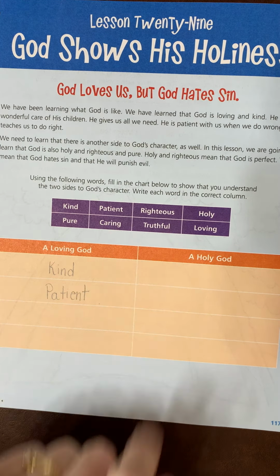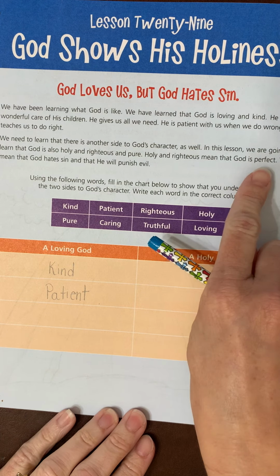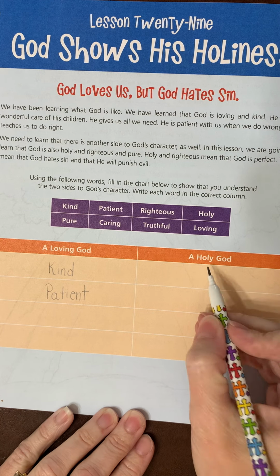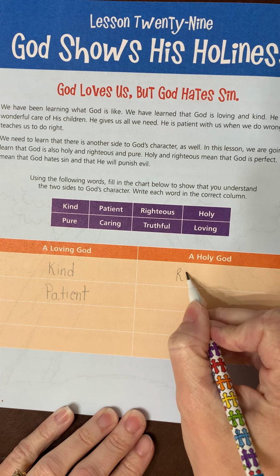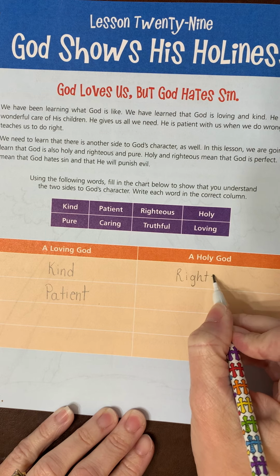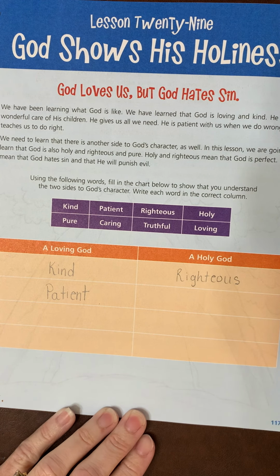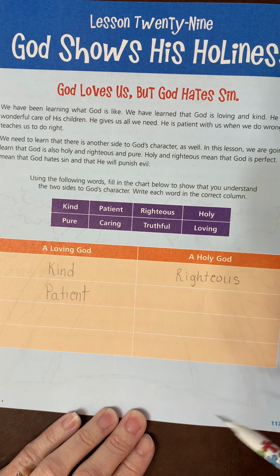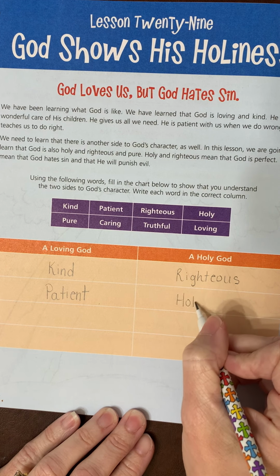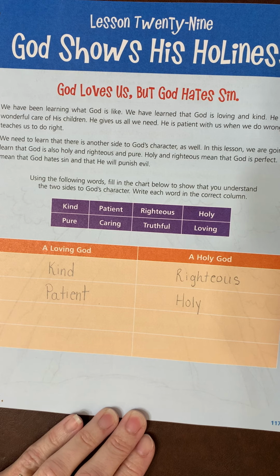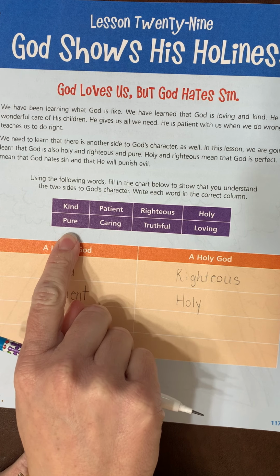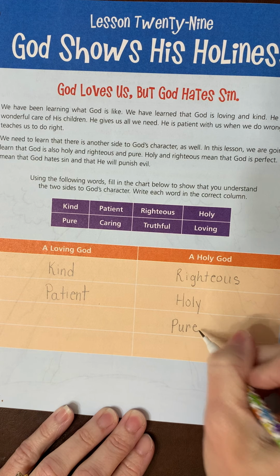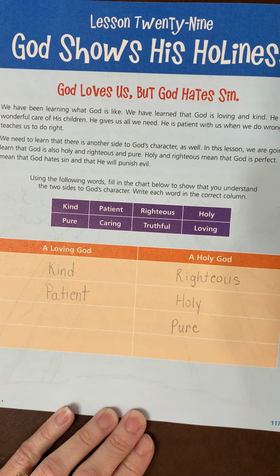What about the word righteous? Righteous means what? It's part of like holy. Holy and righteous mean that God is perfect. So that's definitely going to go on the holy side. And holy, definitely going to go on the holy side. That one's kind of self-explanatory, right? Pure. Remember, it's no sin. He can't be around sin. So that's on the perfect holy side.